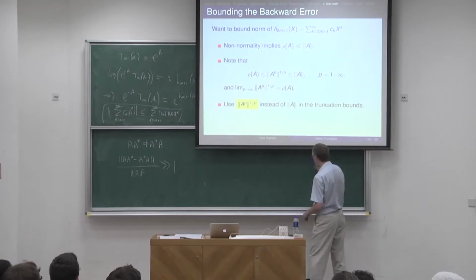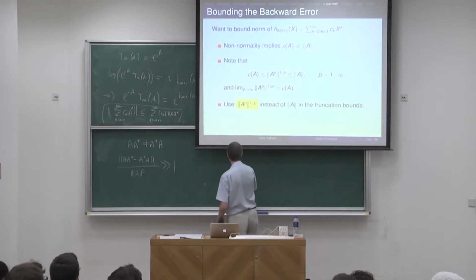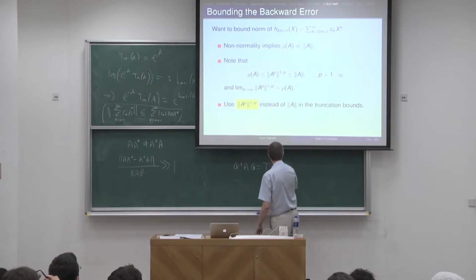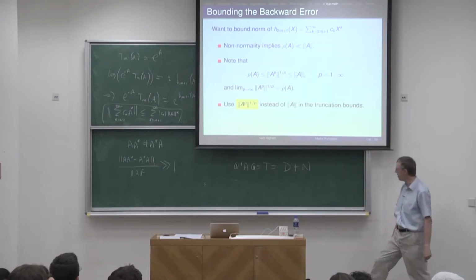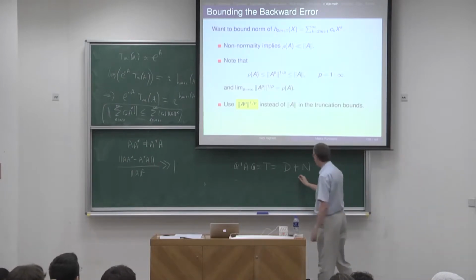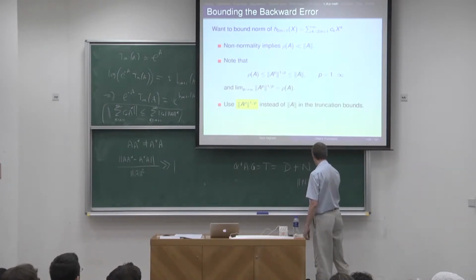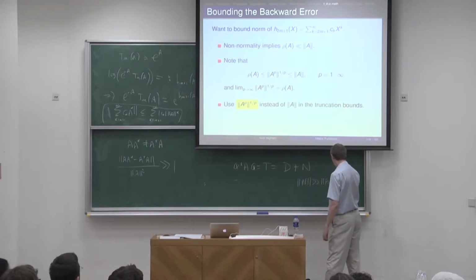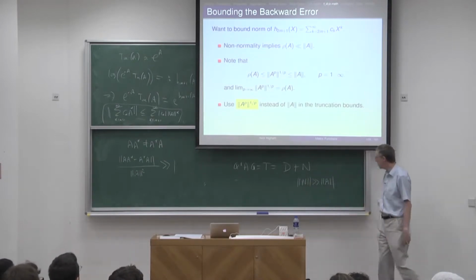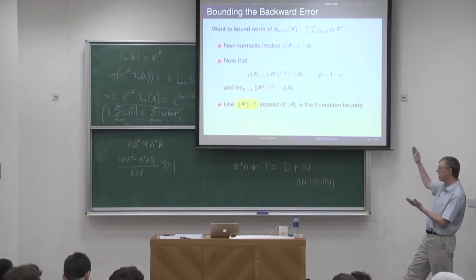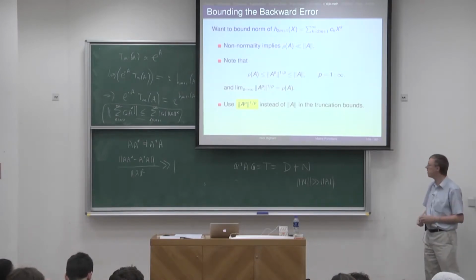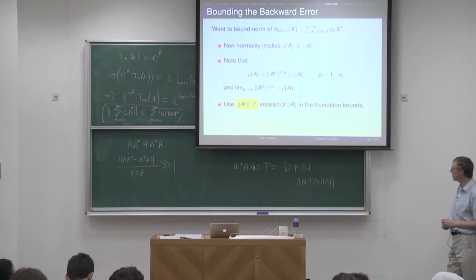Probably a better way of characterizing non-normality is to take the Schur form, Q star A Q is T. Write that as diagonal plus strictly upper triangular, N. And if the norm of the N part is much bigger than norm A, then that's, to me, a slightly better way of thinking about non-normality. So you've got a big off-diagonal part of the Schur form. That's how I normally think of non-normality.